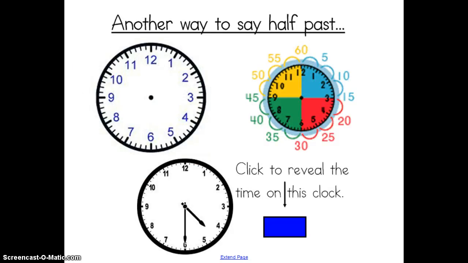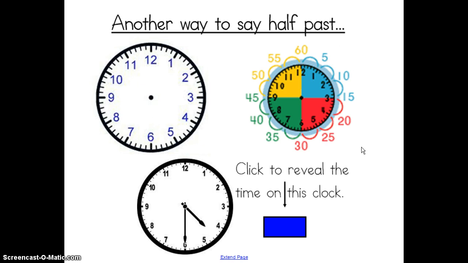Now we need to learn how half past looks on a digital clock. Each time the minute hand moves one tick, 1 minute has passed. Look at the ticks around this clock. If I were to count all of them, I would count 60 in all. If I were to count the ticks just to the 6, I would count 30. So when the minute hand is on the 6, that means 30 minutes.